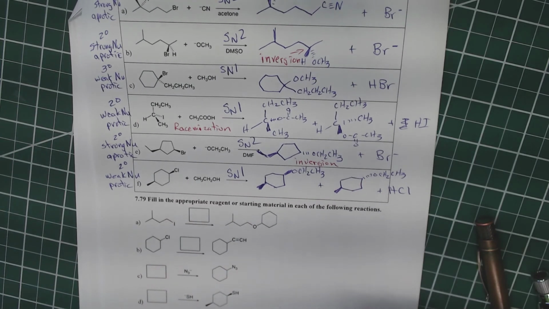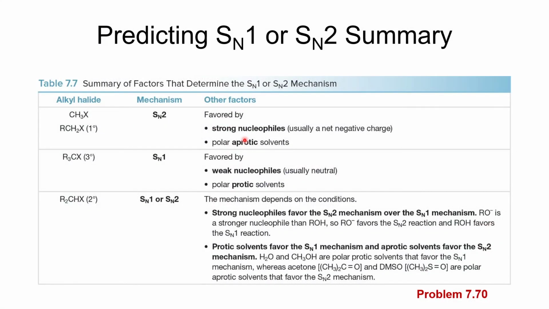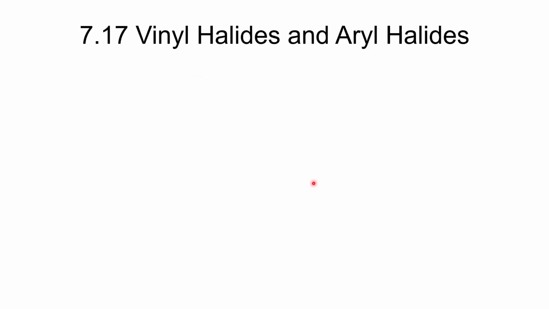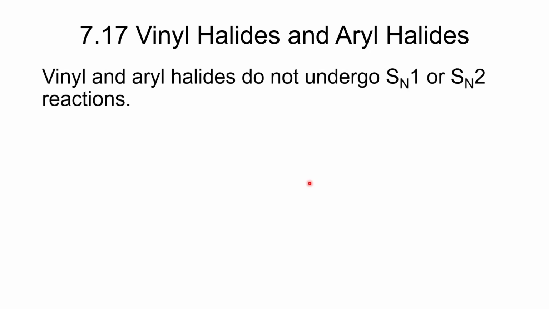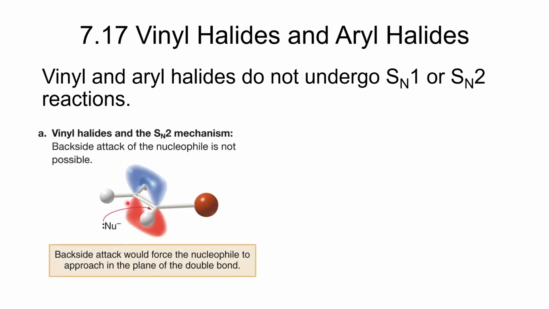All right, so let's go back to our presentation here. All right. Earlier in the chapter, I mentioned how we don't get nucleophilic substitution reactions on vinyl halides and aryl halides, at least not the SN1 and SN2 varieties. And we're going to look at the vinyl halides, but the same logic applies to the aryl halides.